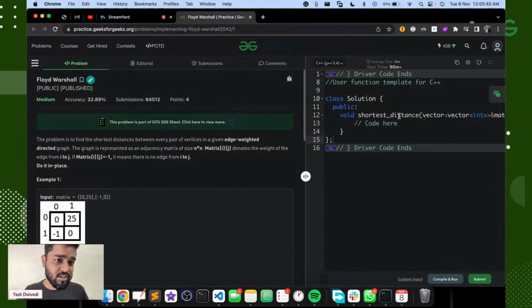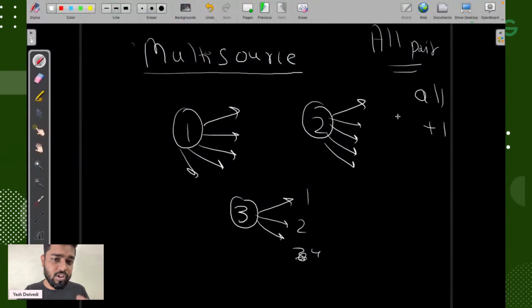What problems does the Floyd Warshall algorithm solve? The Floyd Warshall algorithm helps us to find the shortest path from every node to every other node.